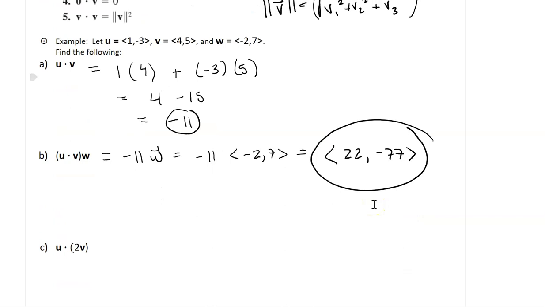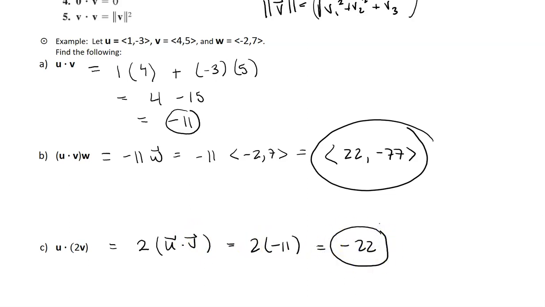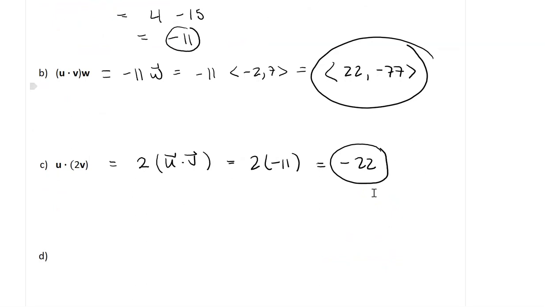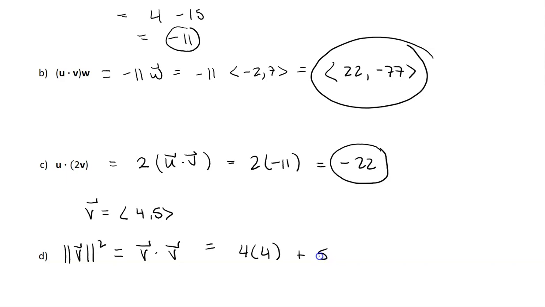Now it wants us to do u dot 2v, and there's nothing wrong with multiplying v by 2 and then taking the dot product, but we can use the property that this is equal to 2 times u dot v, and we know that u dot v is -11. So this gives me -22. And then finally, let's do the magnitude of v squared. We know that that is v dot v. And since it's not on my screen right now, v was 4, 5. So this would be 4 times 4 plus 5 times 5, which is 16 plus 25, or 41.